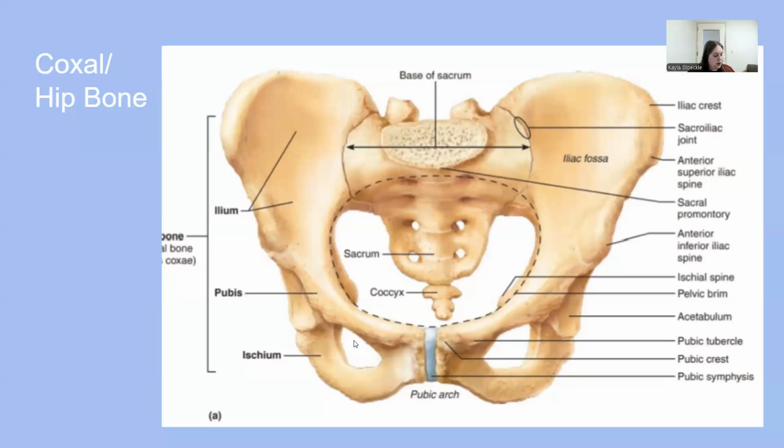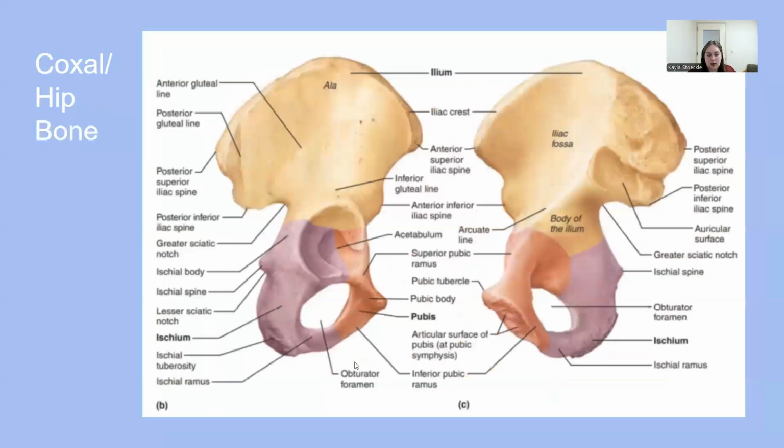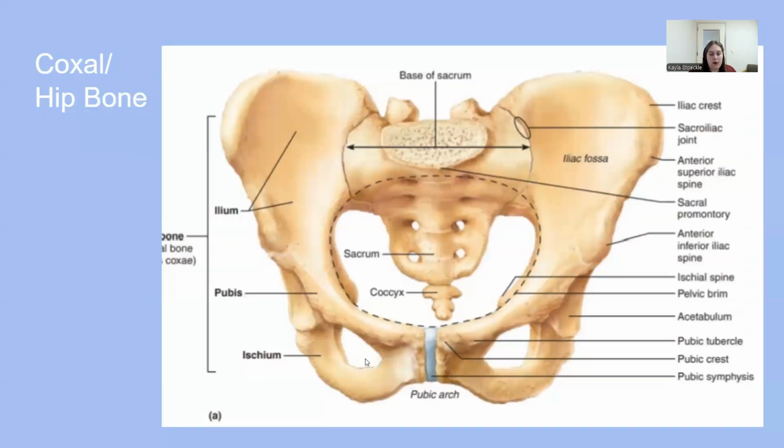And then you have the, let me make sure I'm pronouncing this correctly, obturator foramen. This is going to be the big hole that is in your hip bone, and it's going to allow for your blood vessels and your nerves to pass through to your lower limbs. So it is a very important structure.